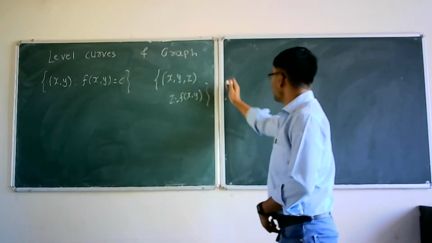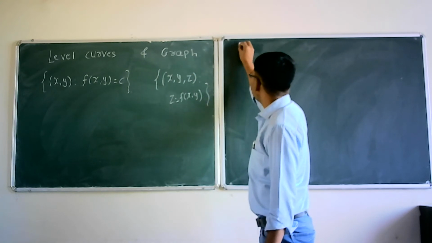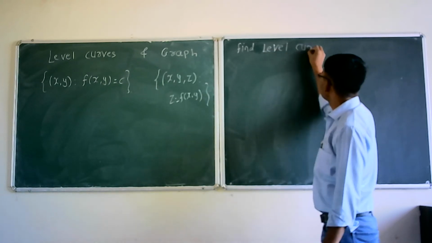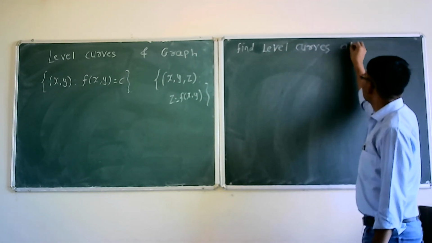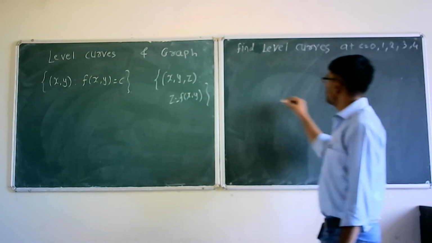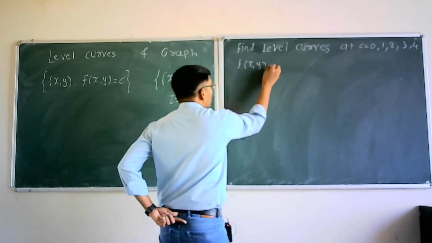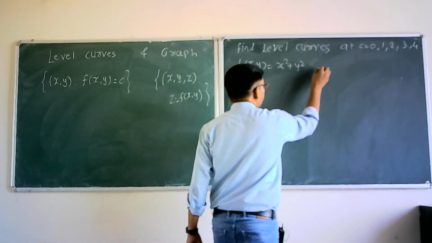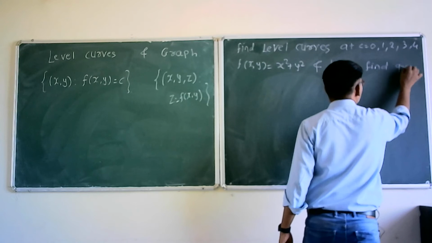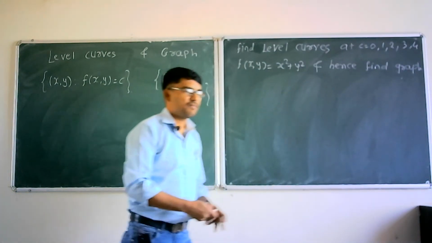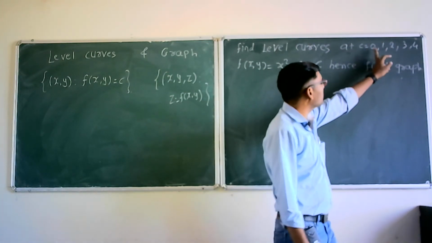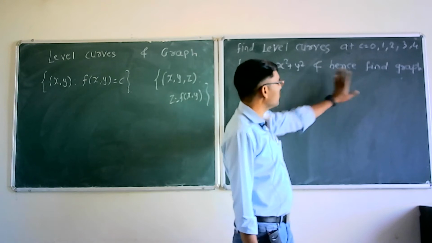For example, suppose find the level curves at c is equal to 0, 1, 2, 3 and 4 of the following function f of x, y is equal to x square plus y square, and hence find the graph. Suppose this is the question. What is the first step? You want to draw the level curve at c is equal to 0, 1, 2, 3, 4, and by using these level curves you want to draw the graph.